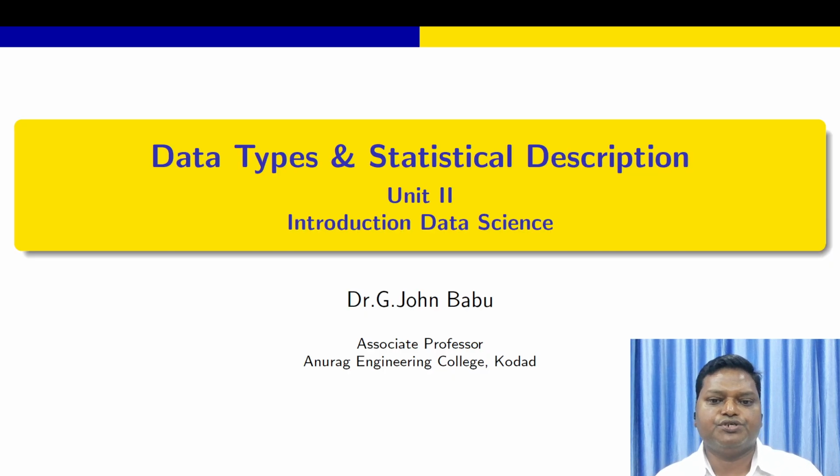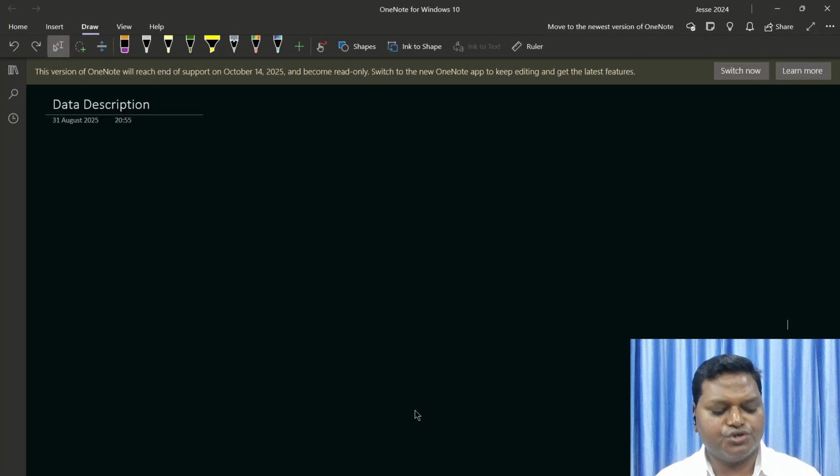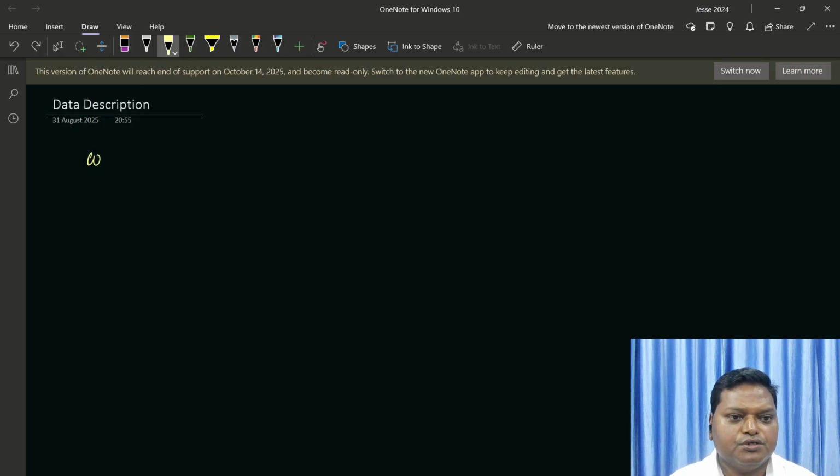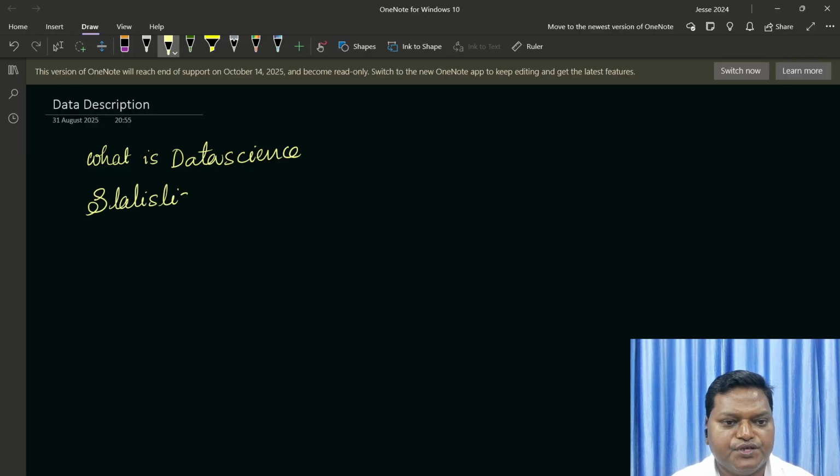Okay, today we are going to look at the second unit of Introduction to Data Science. If you remember, in the first unit, we talked about what is data science, what are the four V's of data science, what is the importance, and how it is evolving beyond the hype.